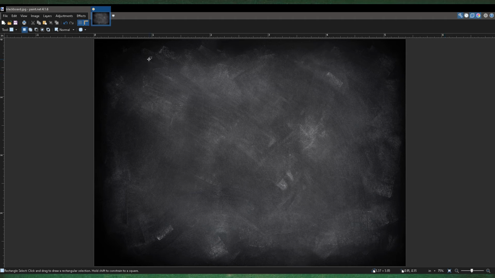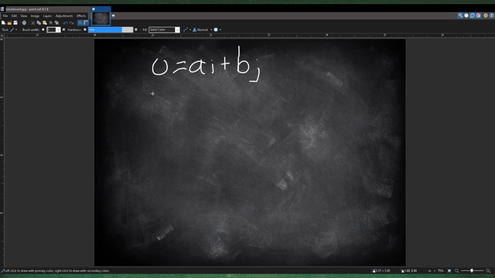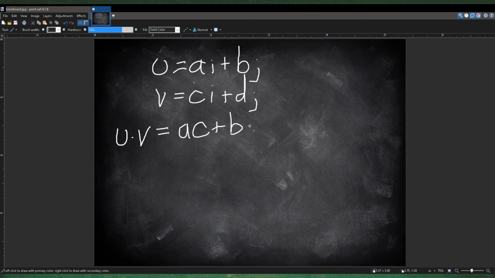So let's say we have vector u, ai plus bj, and vector v, which is ci plus dj. The dot product, which is just u times v, is equal to a times c plus b times d. Don't write u times v. There's actually a different notation. Vectors have a different notation.